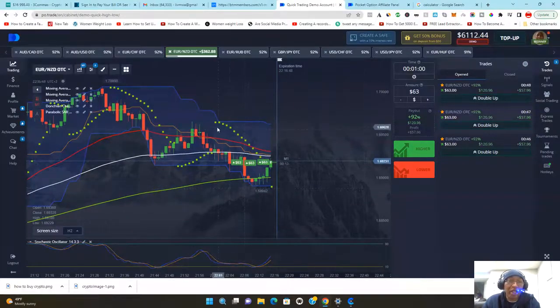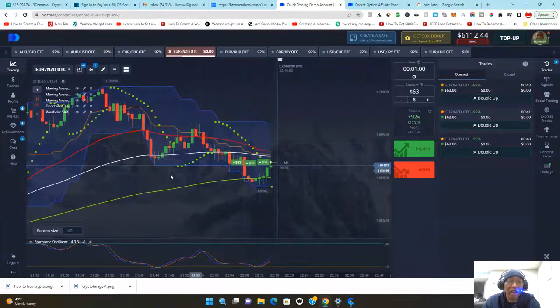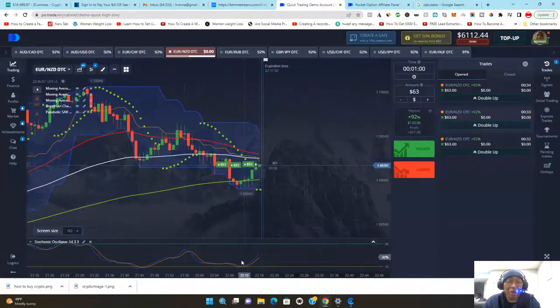I'm looking at the parabolic SAR, and then I'm looking at the moving average. This one here is the 200 moving average, EMA. And then I'm also looking at the stochastic oscillator. And I am trading. Oh man, I was trading.